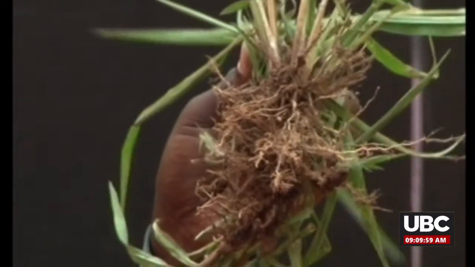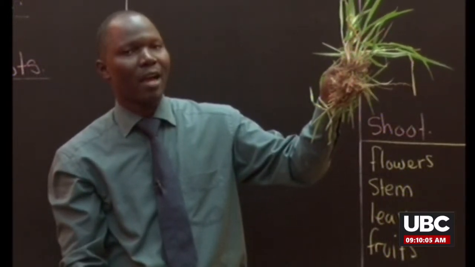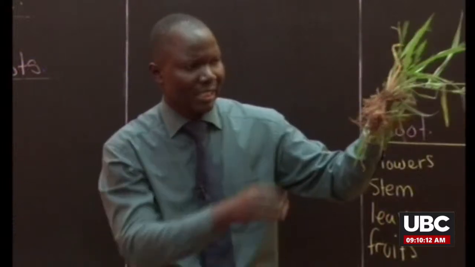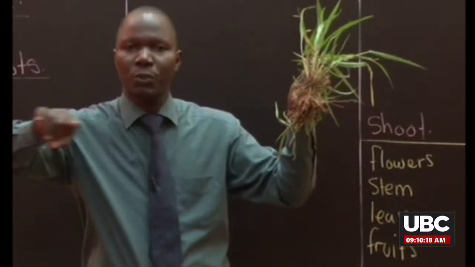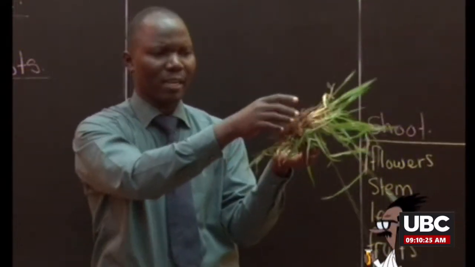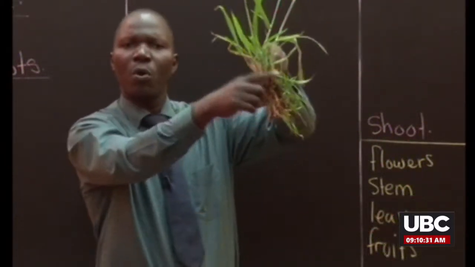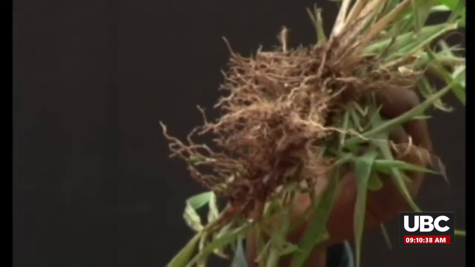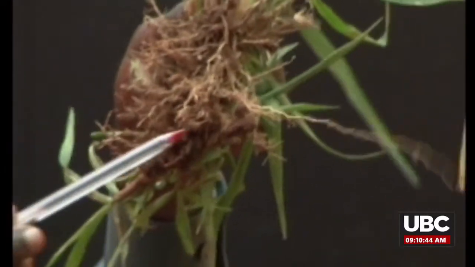Fibrous roots. We spell fibrous as F-I-B-R-O-U-S. Fibrous. Now, children, in the other one, we said it had a main root. We saw a main root growing. When we look at this one here, we don't see a main root. They all seem to be coming from one central place. Children, if you look at our roots here again, they all seem to be coming from one common point.